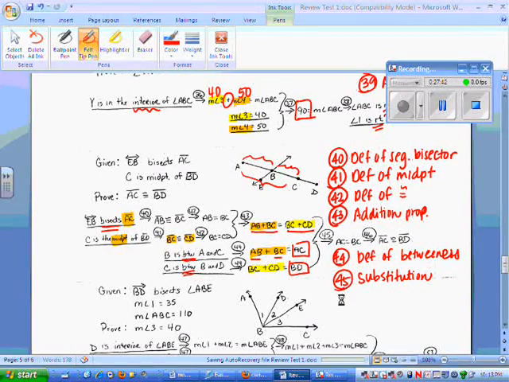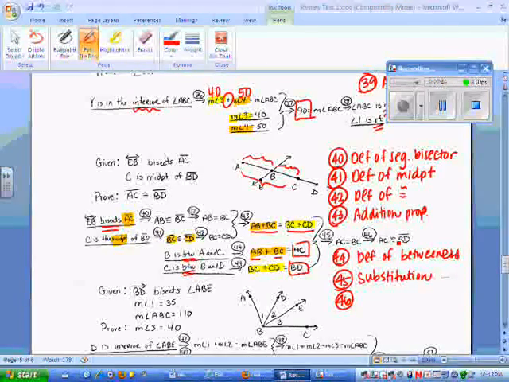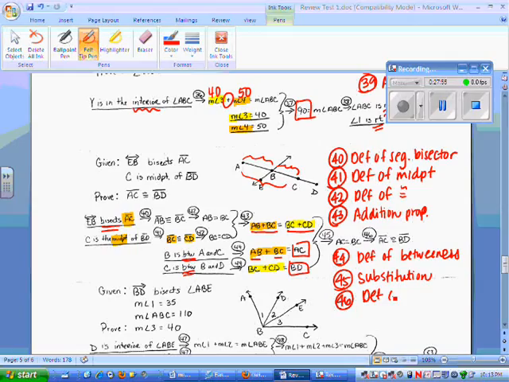And the last one, 46. How do I go from equal to congruent? Just like I went back here from congruent to equal. Same reason here. Either way I go, congruent to equal or equal to congruent, it's the same reason. It's definition of congruency.